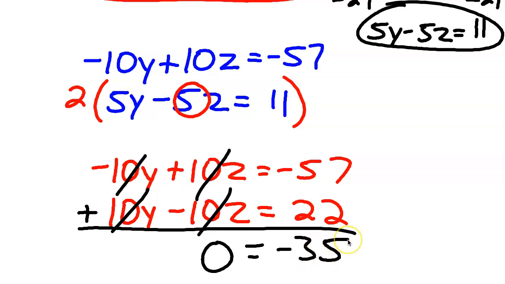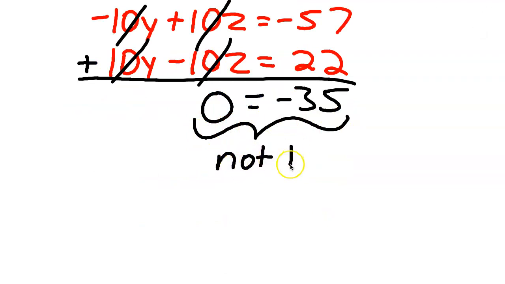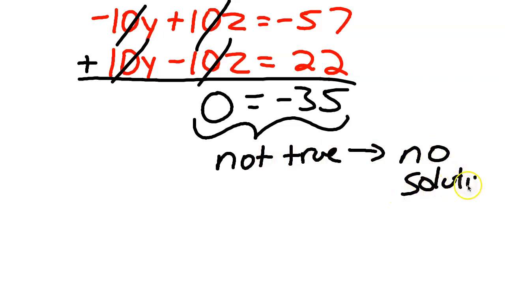Negative 35. Either way, we draw the same conclusions. So if this ever happened at any point in solving a system of equations, if all your variables just disappear on you in the midst of solving, and you get a statement from that that is not true, right? 0 does not equal negative 35, then that tells me this system of equations has no solution.